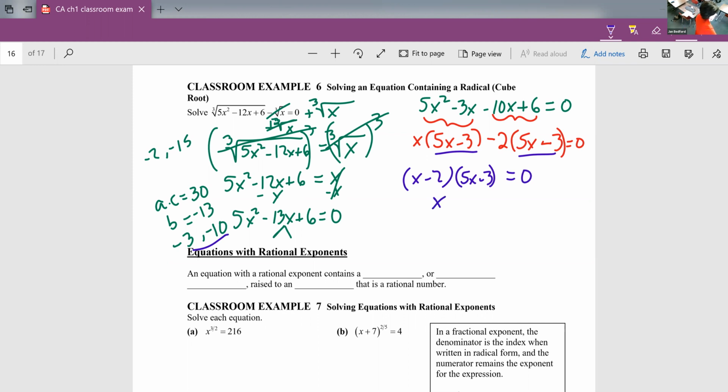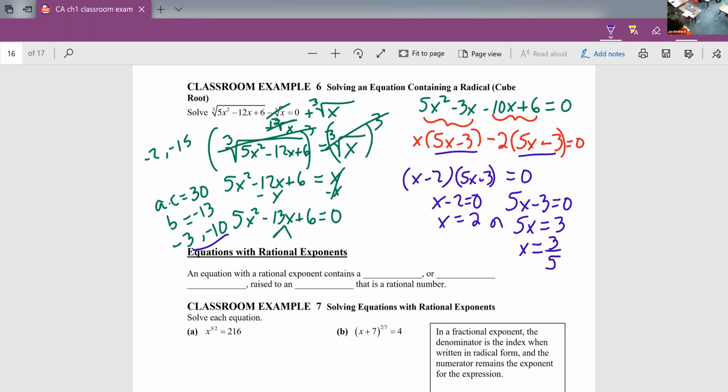I got to set each parentheses equal to 0. X minus 2 equals 0. 5x minus 3 equals 0. What does x equal? 2 or 5x, if I add 3 to both sides, would be equal to 3. And that would mean if I divide both sides by 5, I get x equals 3/5.